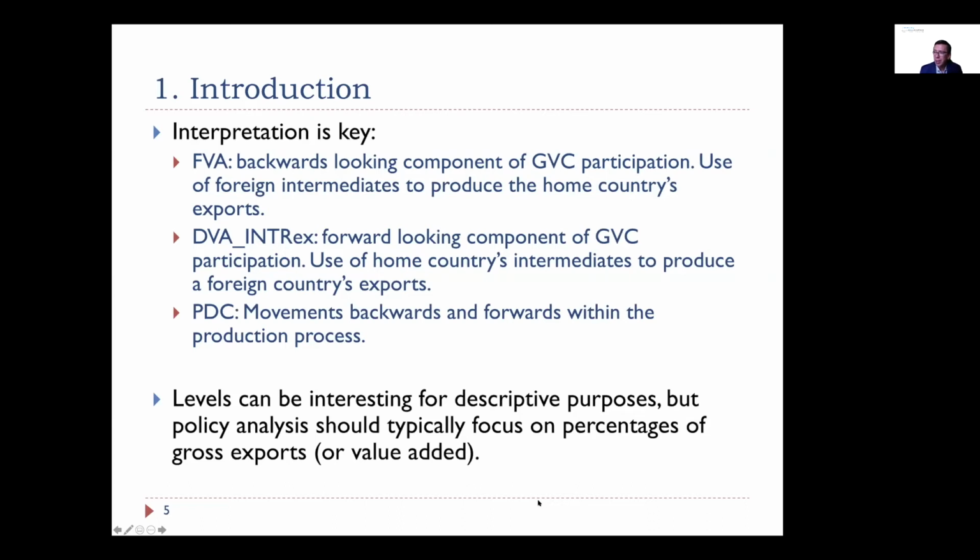Now, the levels of these things, that is to say their value in a particular time period, is interesting, and you should always pay attention to that. More interesting for policy purposes, I think, is a breakdown in terms of percentages. The reason that's interesting is that an increase in the dollar value of FVA doesn't really tell us whether there is relatively more or less GVC participation. It's only if we look at how the proportion changes, that is to say foreign value added divided by gross exports or value added, whichever you prefer. It's only if we see that ratio changing that we can really draw a clear conclusion.